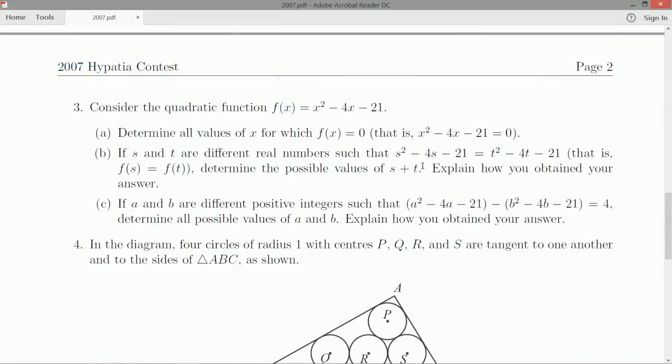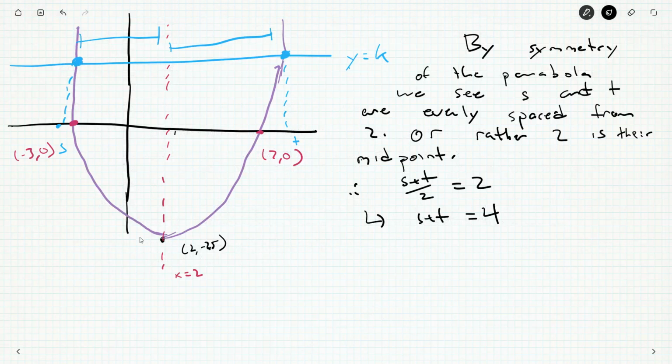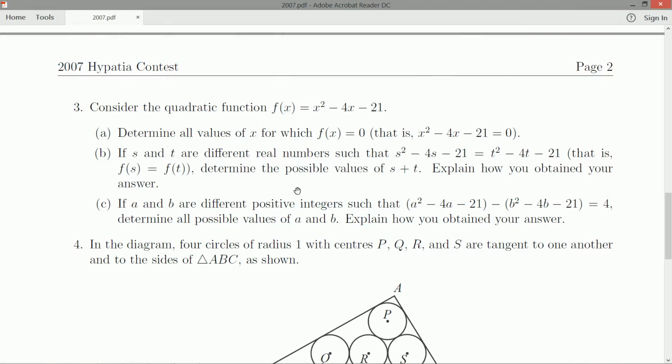They did want s and t distinct, right? Yeah, they're different real numbers. The only other possibility would be if you took your level set curve right here at negative 25, and then you'd only have one s, and s and t would be equal, so this wouldn't exactly work. Oh, no, s plus t would still be 4 there. So yes, this works because they're on either side of the parabola, so 2 is midway between them.